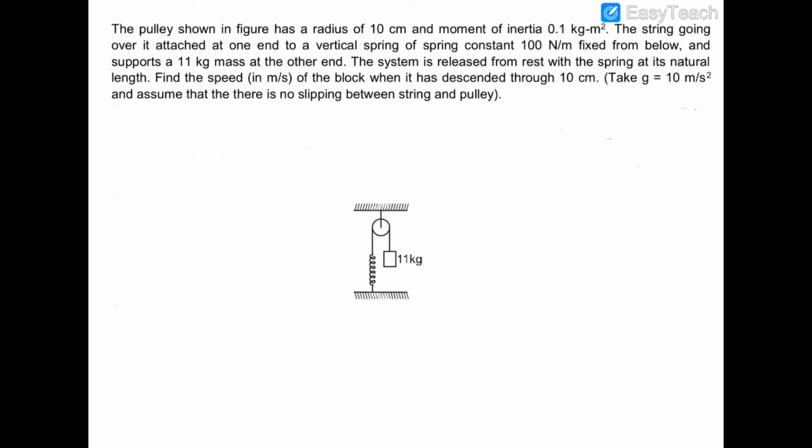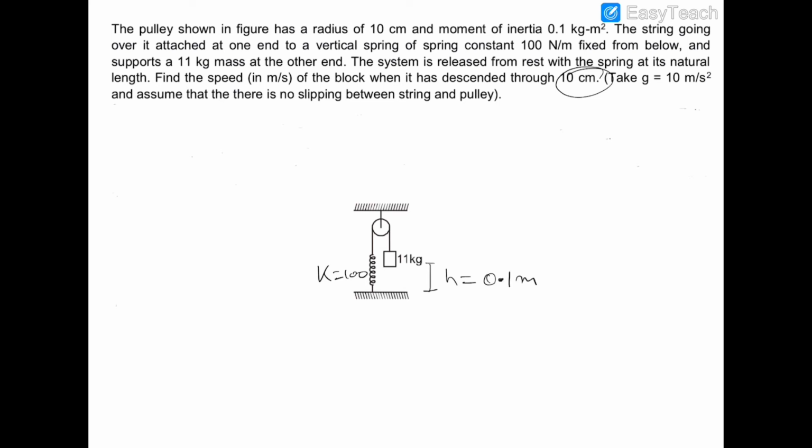Now there is a mass of 11 kg which is connected on this end of this string, and there is a spring whose spring constant is 100 connected on the other end. Now this mass is released from rest, and we have to find out the speed of this mass when it has descended by a distance of 10 centimeters. So let us suppose that h is equal to 10 centimeters, and in meters it is 0.1.